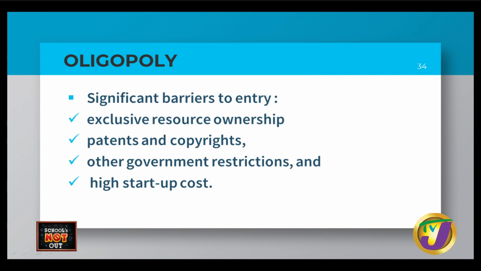Other features of this market structure are that there are significant barriers to entry, and the barriers can take the form of exclusive resource ownership, patents and copyrights, other government restrictions and preferential licensing, and high startup costs. Sometimes these act as a way of barring others from entering that industry. And so you'll find again that the market is dominated by just a few large companies.